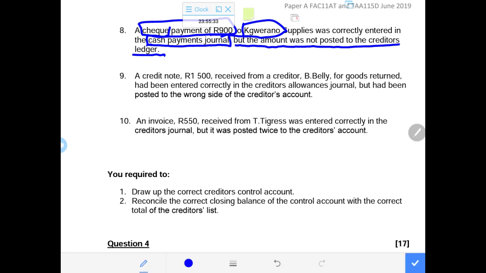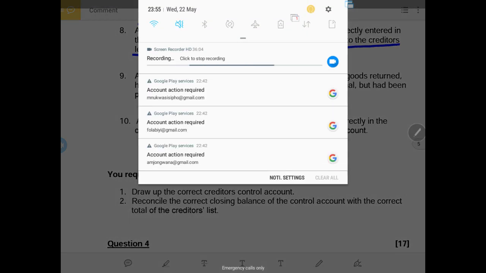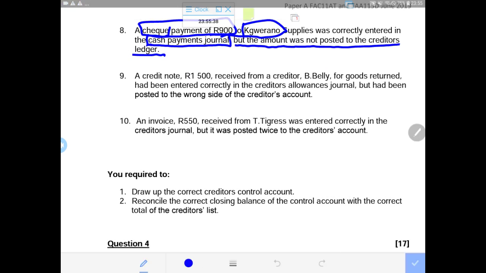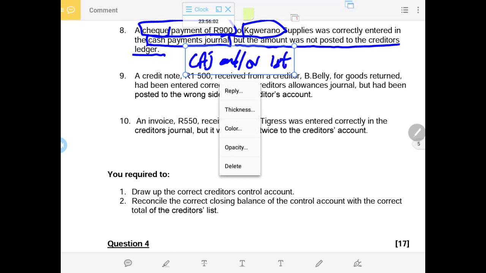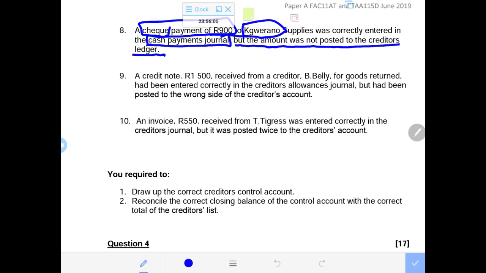Then now we come to the next one, which is number 9. Number 9 says a credit note. We know that whenever there's a credit note, there's a return of goods. Now a credit note of 1.5 was received. If there's a credit note, there's a potential of the creditor's allowance journal and/or the list of the creditor. I say that those two will be affected because of this return. In this case, they say a credit note of 1.5 received from a creditor B.